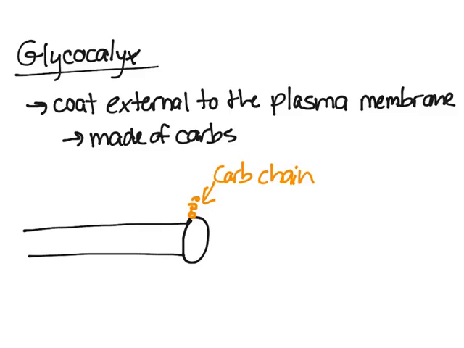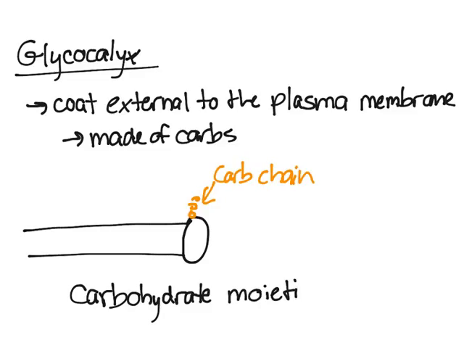And so the glycoprotein is essentially considered a carbohydrate moiety. So that essentially helps make up the glycocalyx. So the glycocalyx is an outer sugar or carb coating to the plasma membrane.